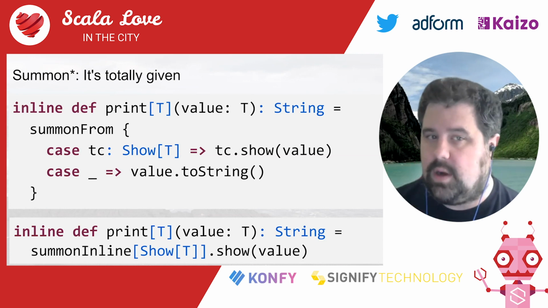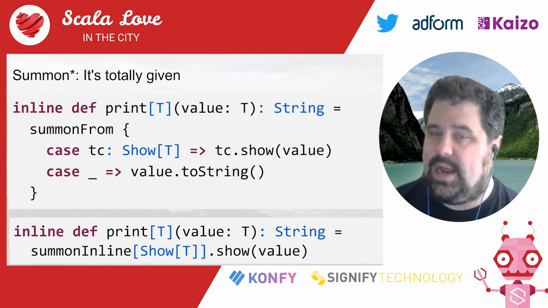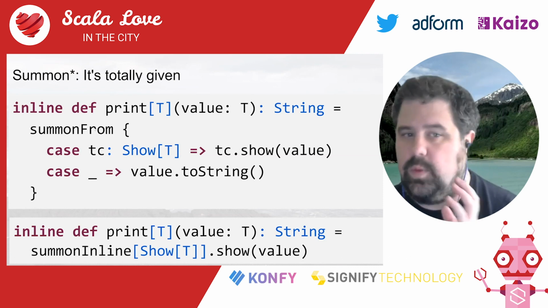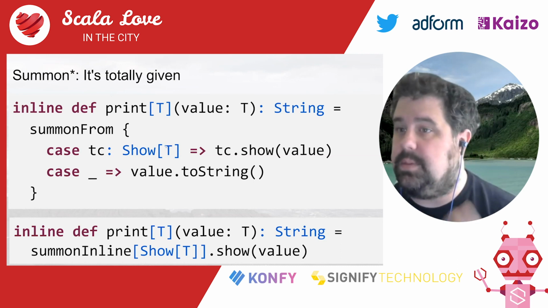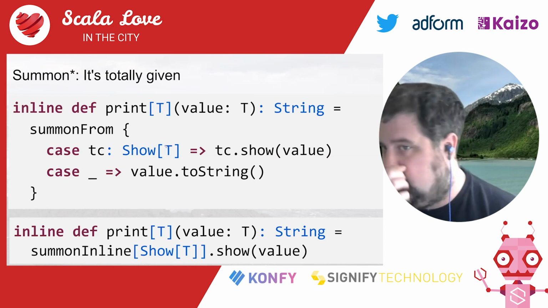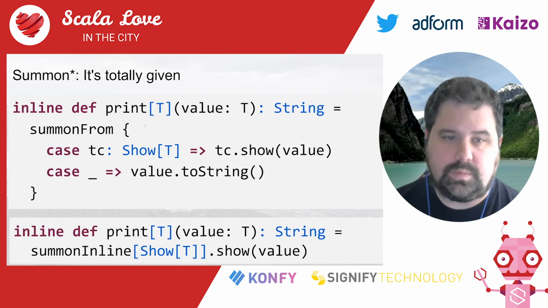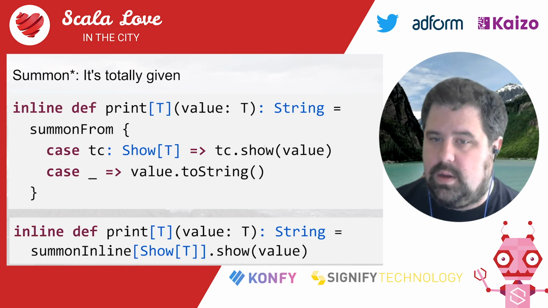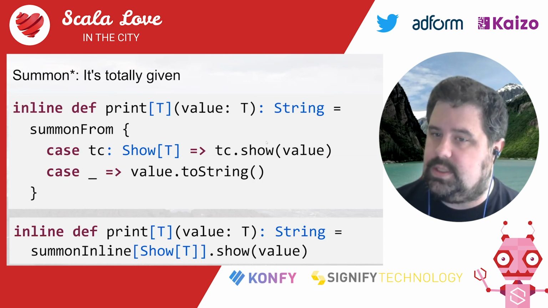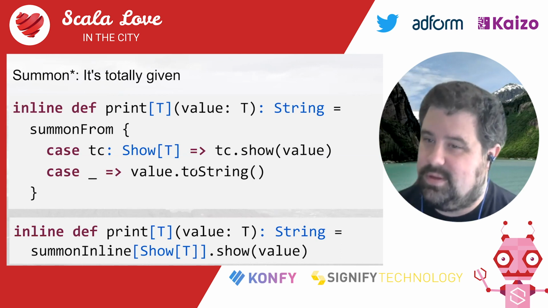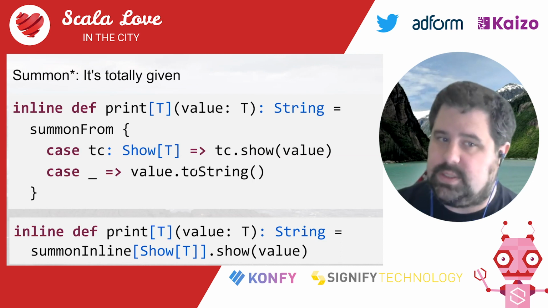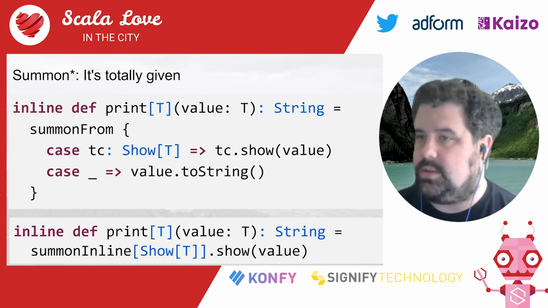So wherever someone calls this print, in that particular context, we will look for a show instance in the implicit or given scope, depending on how you want to talk about it. And if we find one, we're going to call this tc.show. If we don't find an implicit, we can still take a behavior here, which is kind of cool. So I can look for something in implicit scope magically, and if I find it, I do something. If I don't find it, I do something else.